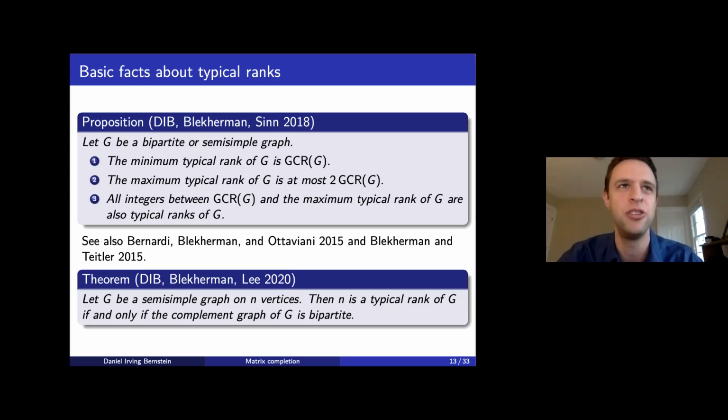I'm going to pivot now to talking about graphical models. So, are there any questions about typical ranks?